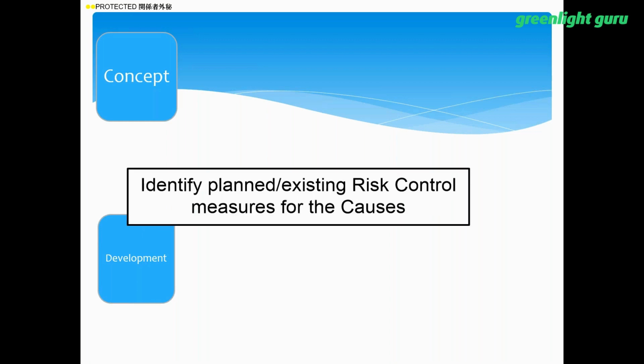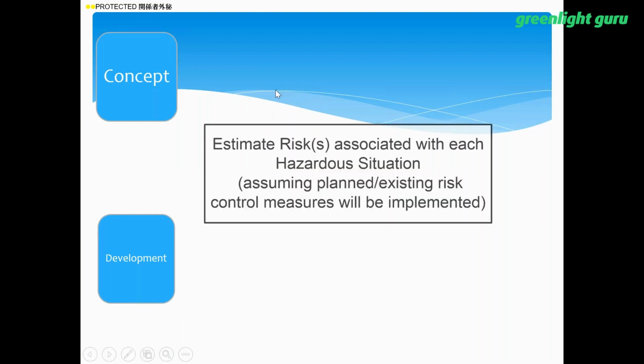From there, now start to identify what are the risk control measures that I can use for those causes. Can I redesign? Can I do something that precludes the risk or that cause or that failure from manifesting itself? What are the things that I can do to mitigate that risk?